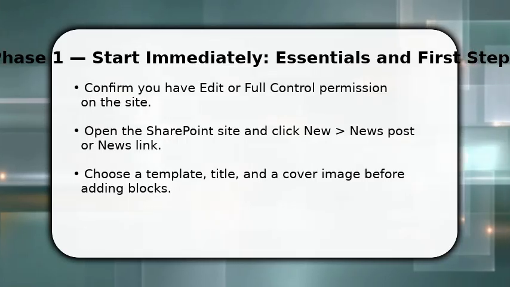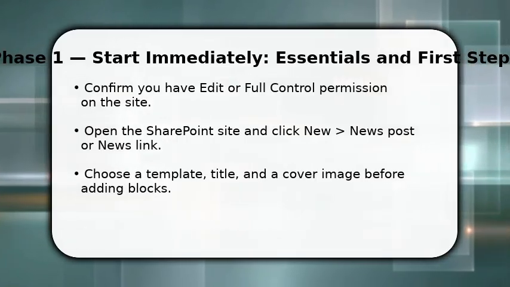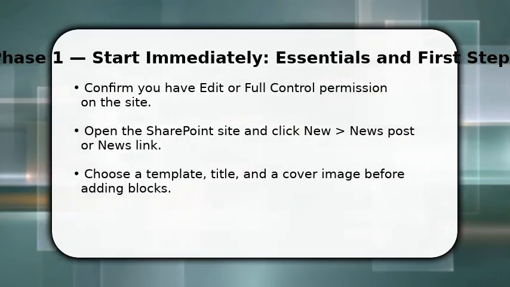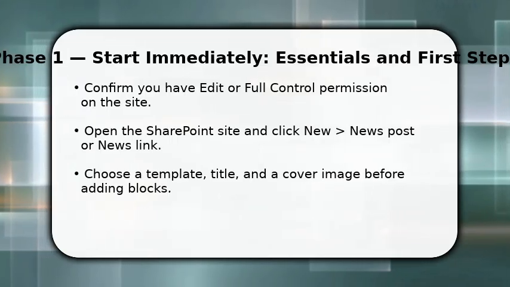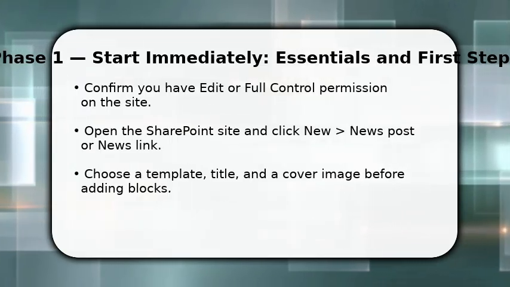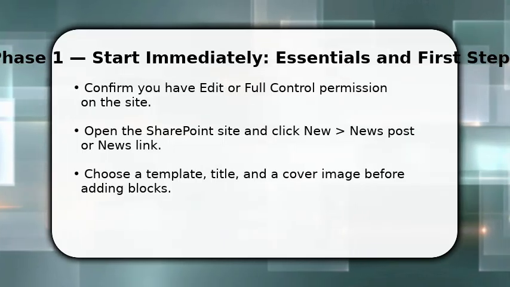You begin by making sure you have edit or full control. Without that, you can't publish. Once confirmed, open your SharePoint site and click New, then choose News Post. Start with a clear title and select a template and cover image. This sets visual hierarchy and increases click-through.